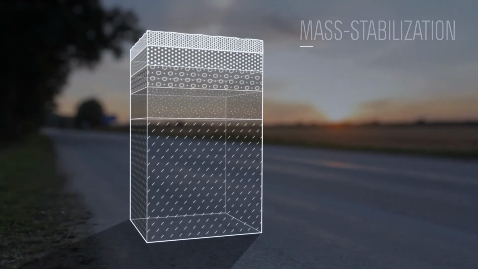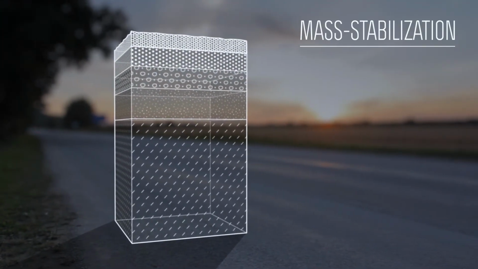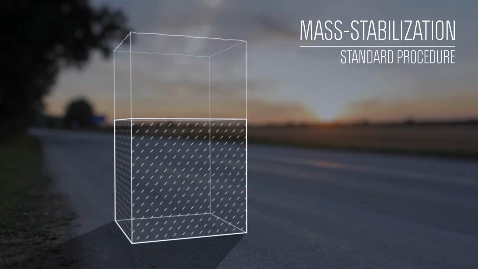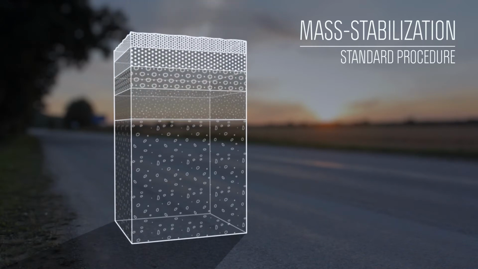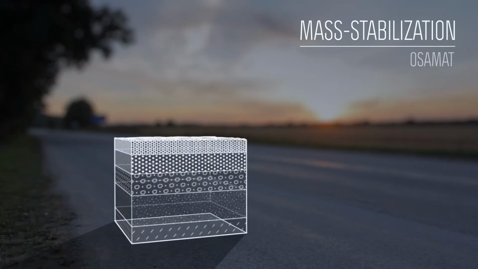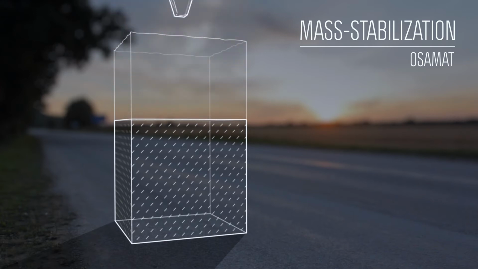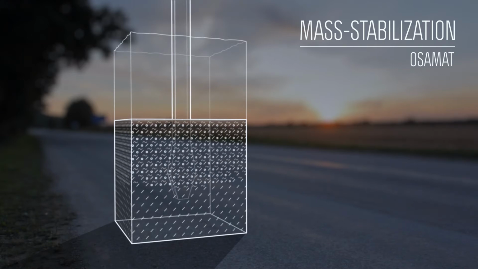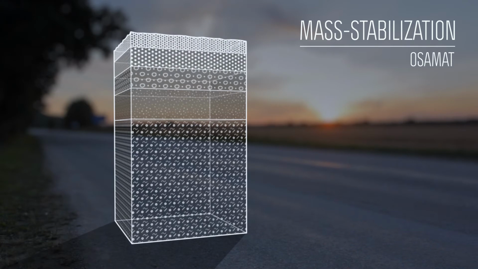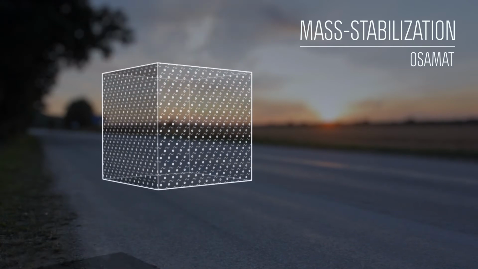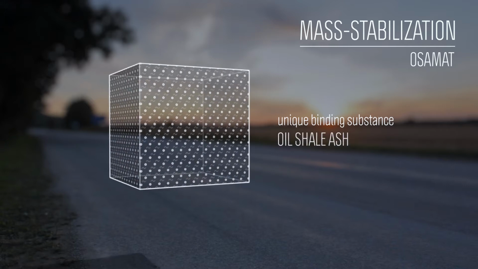Mass stabilization is mostly used for areas with soft subsoil. Usually, the soft subsoil under the area of road construction is dug out and substituted with a more stable pit material, the digging and transport of which is time-consuming, energy-intensive, and burdensome for the environment. During mass stabilization, substances are added to the existing soft ground, which adds the needed load-bearing capacity to it. Stabilization is used in many countries, including Estonia's Nordic neighbors, the Finns. What makes the OSAMAT project unique is the binding substance added to the subsoil, oil shale ash.